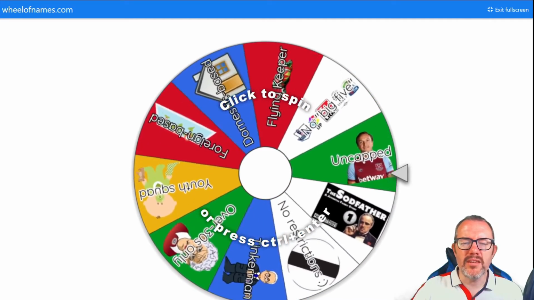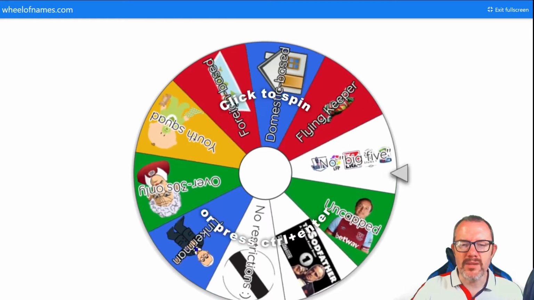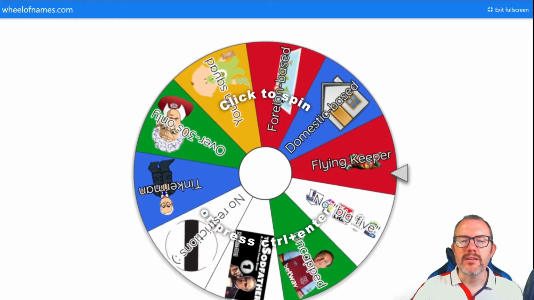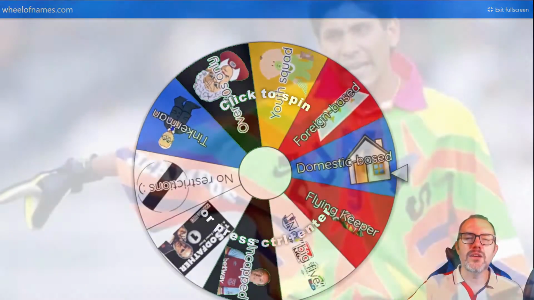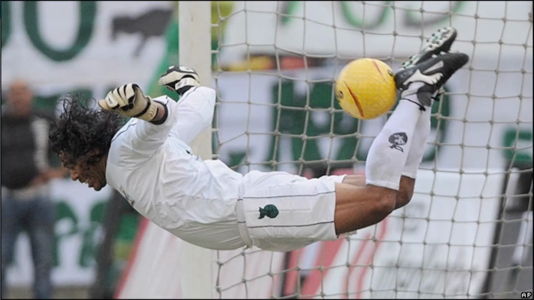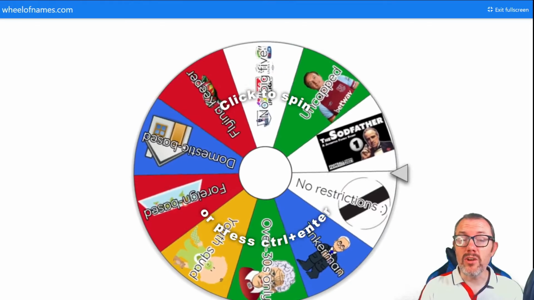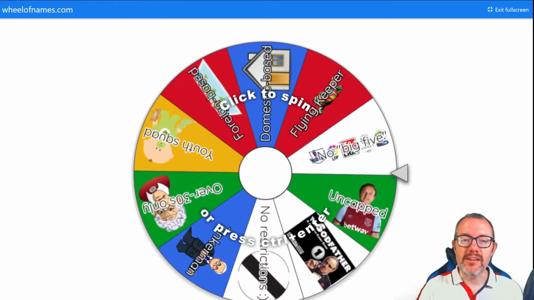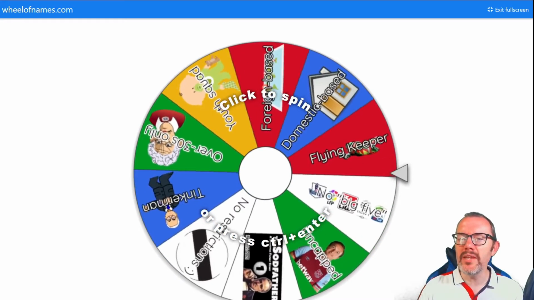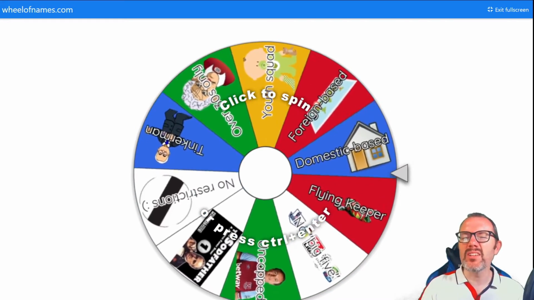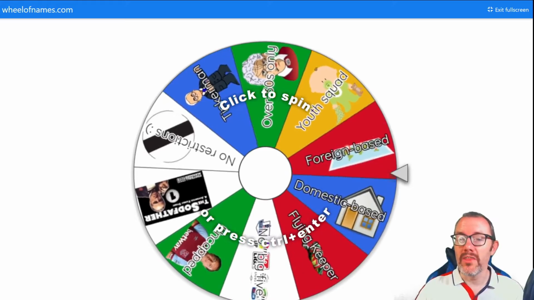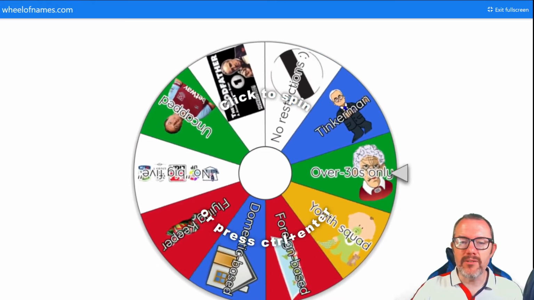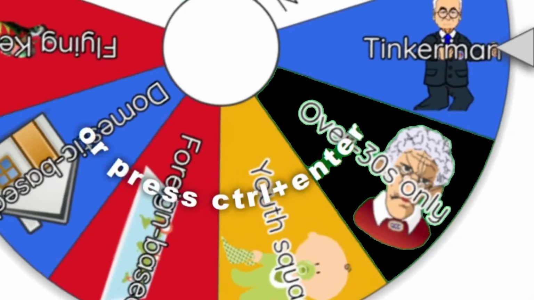A couple here that are maybe not so obvious what I mean by them. Flying keeper. So this is one inspired by the likes of the great Jorge Campos, Jose Luis Chilavert and René Higuita. So with this, your goalkeeper must take all of your penalties and all of your free kicks. And the aim is not so much to win the Euros or the Copa America, but to have a goalkeeper score there.